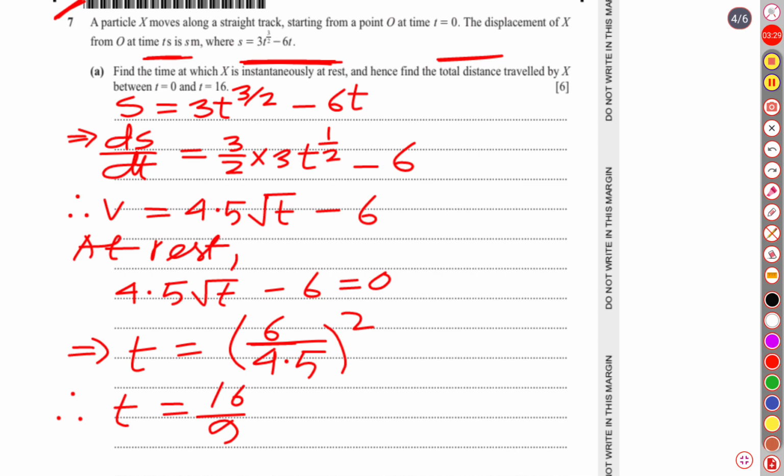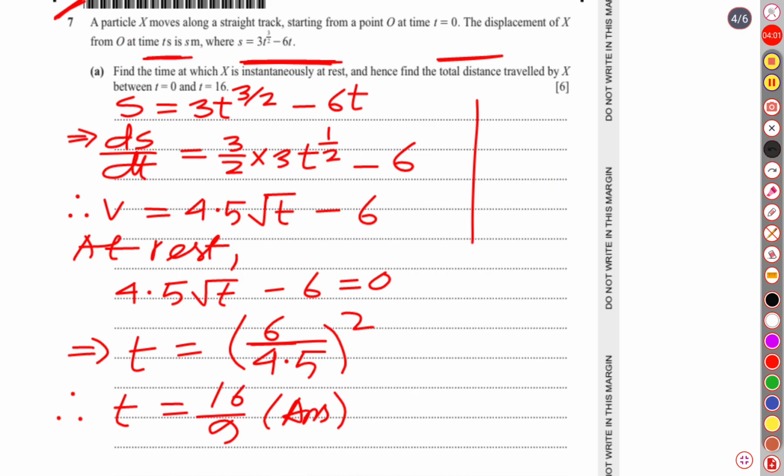This is one of the answers, so we can write the answer here, because they have told us to find the time when the particle was at rest. Then for the second part, we have to find the distance traveled by the particle between t equal to 0 and 16. For that, it will be better for us to understand the nature of the curve. Let us draw the curve of this.